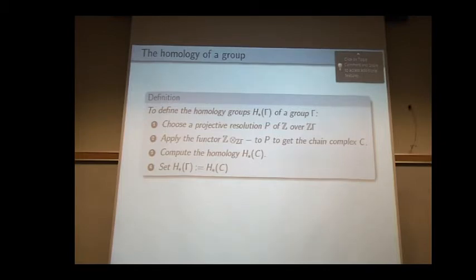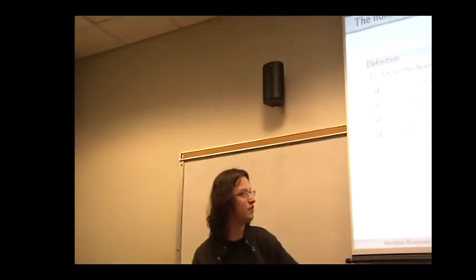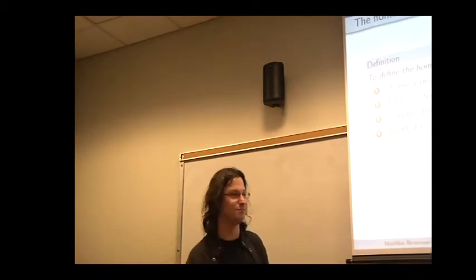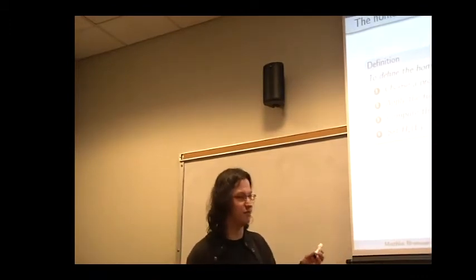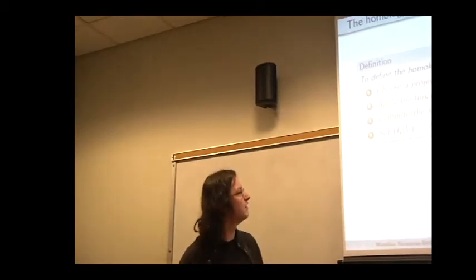Geometrically, that's the same as taking some kind of contractible complex on which the group acts freely. You take the chain complex from that, just like in topology, and you just divide out the group action in that complex. That's what's happening geometrically. And that's exactly what's going to happen in my talk later on too. So it's nice to have that.